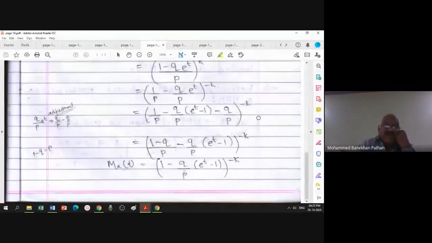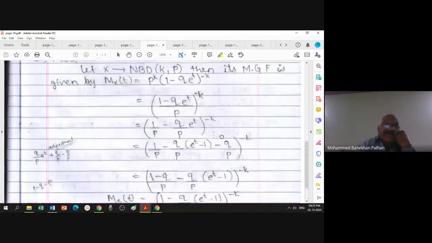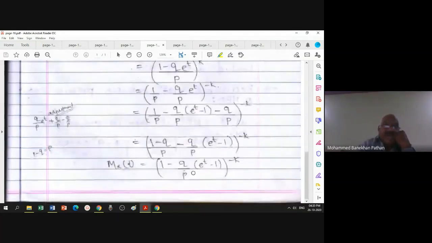Let us check now 1 by P minus Q by P. P is a common LCM, so 1 minus Q by P. By the relation, P plus Q is 1, so 1 minus Q is P. So this P divided by P becomes 1 minus Q by P, e to the power T minus 1, whole bracket to the power minus K. So from this step till this step, I have done nothing. I just simplified the MGF of NBD.